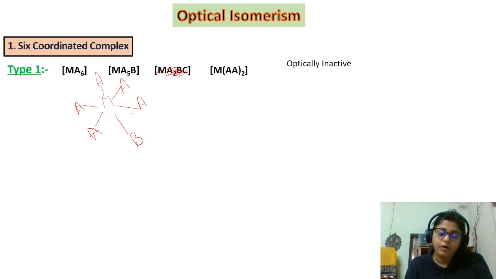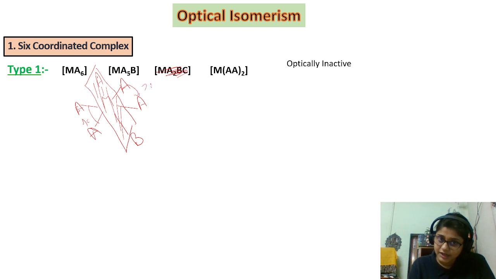What will happen? Here a plane of symmetry is present. If we look carefully, we can see that this is a plane of symmetry. Why plane of symmetry? Because on the left side there are 2 A present at 90-degree angle. Here also on the right side 2 A atoms are present at 90-degree bond angle. So the same thing, like a mirror plane. So the plane of symmetry is like a mirror plane, right? So this will not be optically active. This will be optically inactive. For all the cases, the same thing is happening.